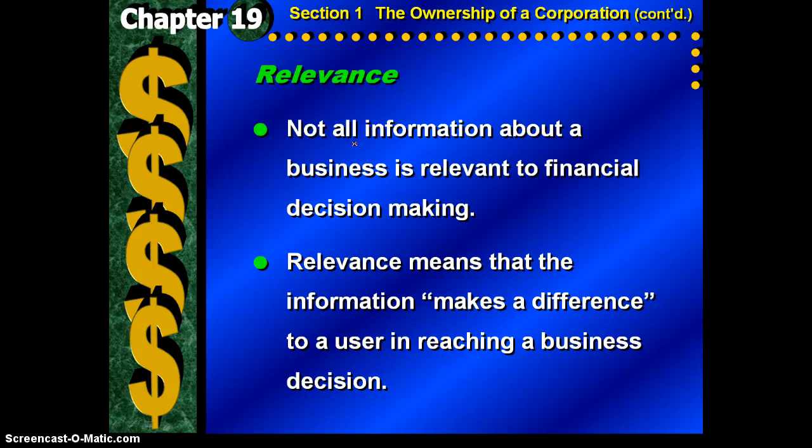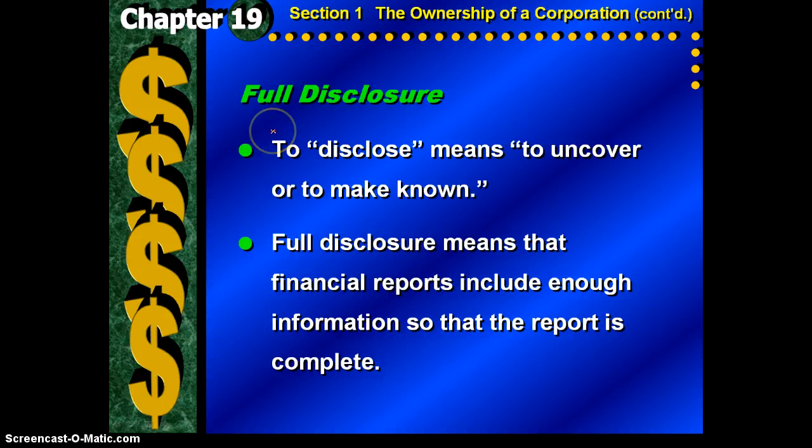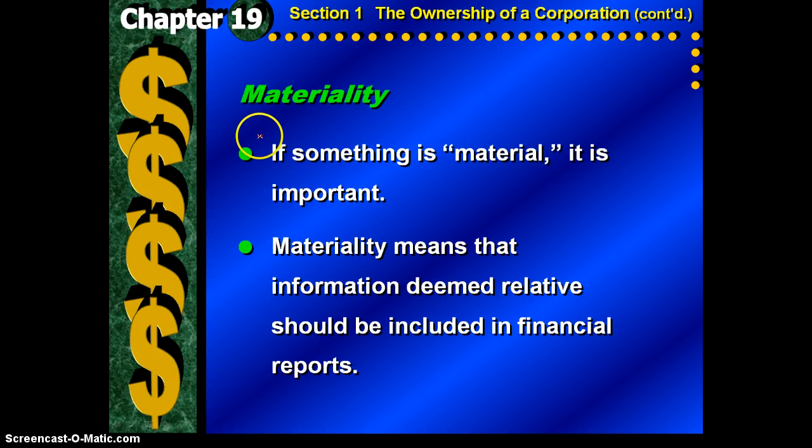Relevance. Not all information about a business is relevant to financial decision making, so we only need to include things that are relevant within our financial statements. That means the information makes a difference to a user in reaching a business decision. And full disclosure. To disclose means to uncover or to make known. Full disclosure means that financial reports include enough information so that the report is complete. And the last one is materiality. If something is material, it is important. That means the information is deemed relevant and should be included in the reports.